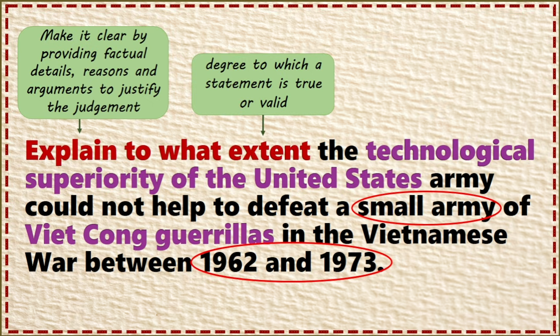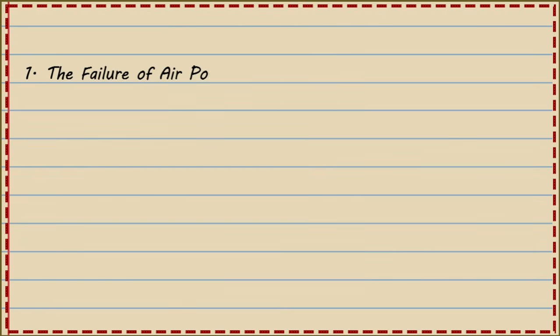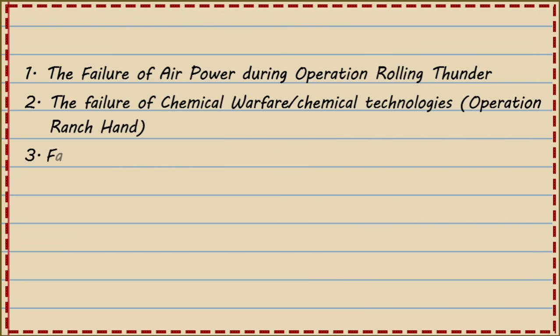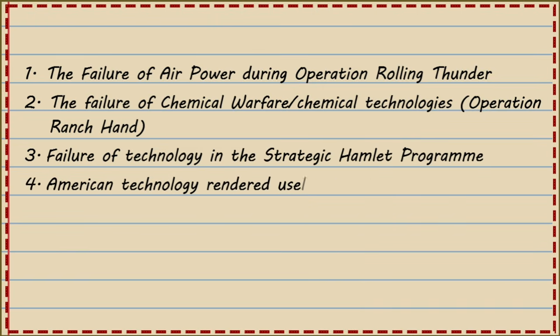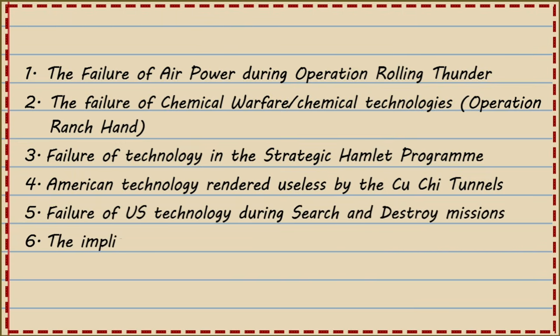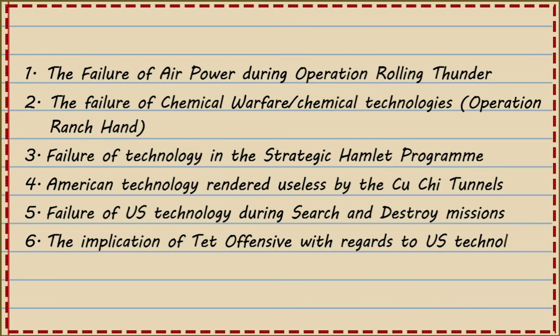These include Operation Rolling Thunder, Operation Ranch Hand, the Strategic Hamlet Program, Ho Chi Minh Tunnels, Search and Destroy, Tet Offensive, and Vietnamization. We will end up with the following points for our essay: the failure of air power during Operation Rolling Thunder, the failure of chemical warfare, that is, chemical technologies, during Operation Ranch Hand, the failure of technology in the Strategic Hamlet Program, American technology rendered useless by the Ho Chi Minh Tunnels, the failure of US technology during Search and Destroy, the implication of Tet Offensive with regards to US technology, technological failure during Vietnamization.